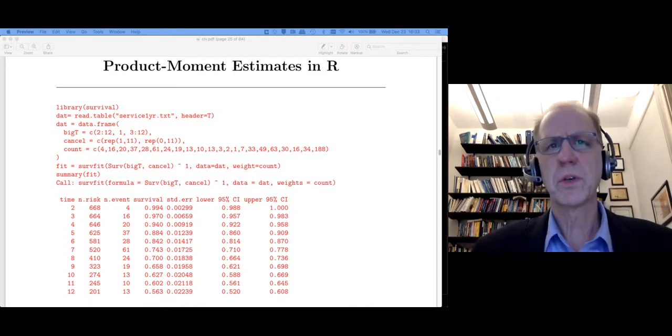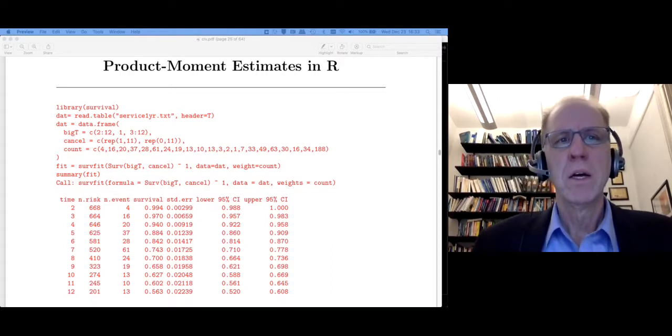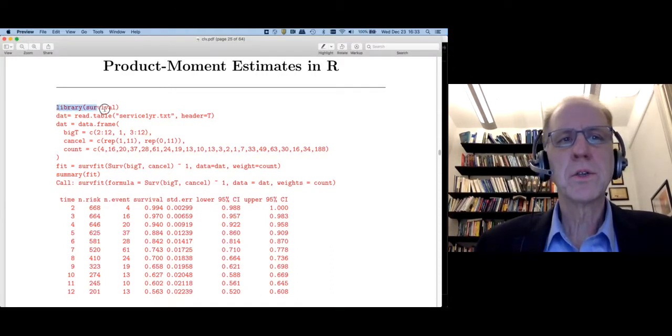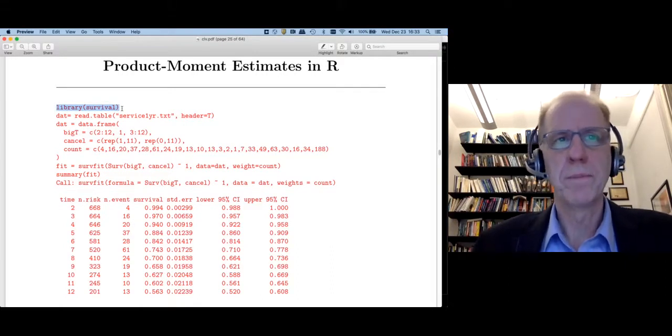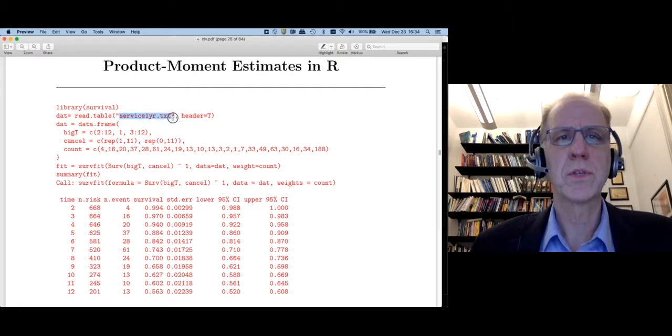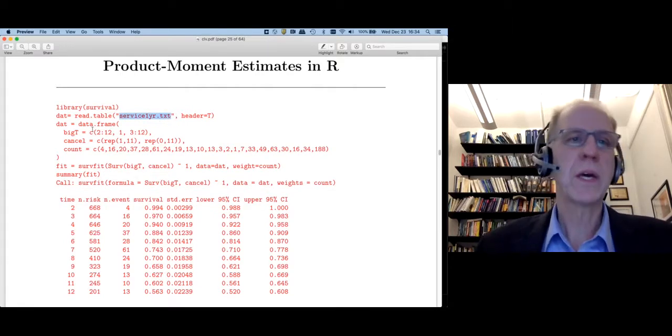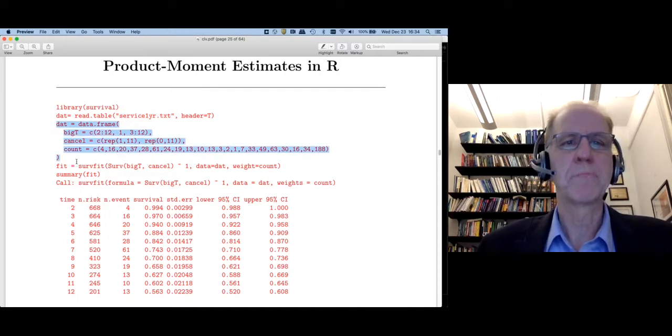So how do we do this in R? I'm going to make a separate video that shows how to do this in Python, but for the purpose of this lecture, let's do it in R. In order to do it in R, you're going to need to install the survival package if you haven't done so already. And we can read in this data set. It's called the service 1 year data set. If you don't want to do that and just want to type it directly, here's how you can type it in directly.